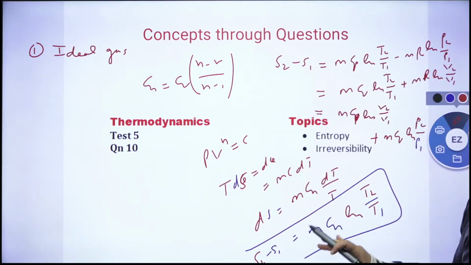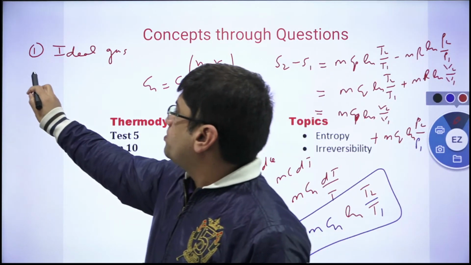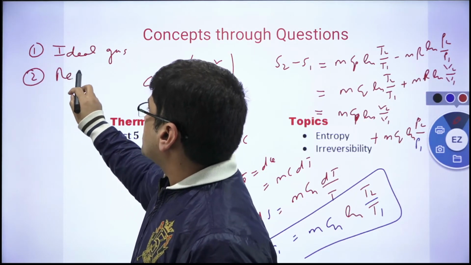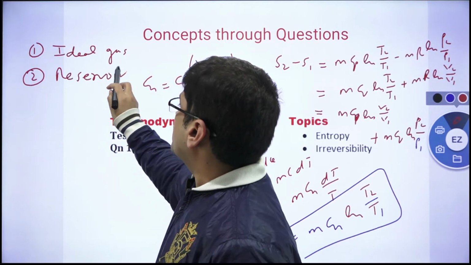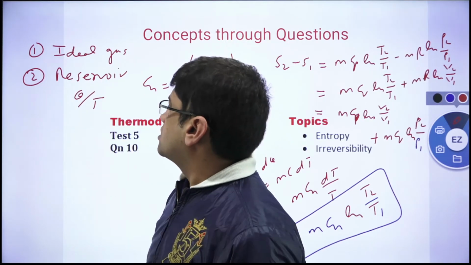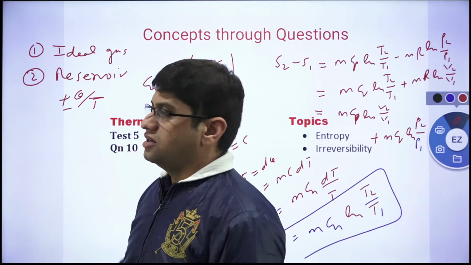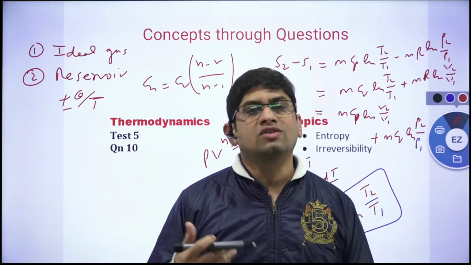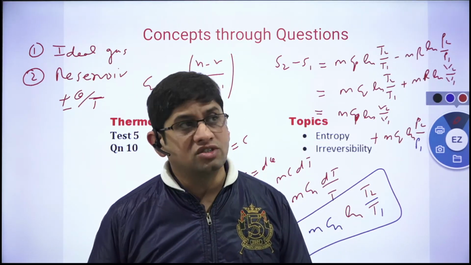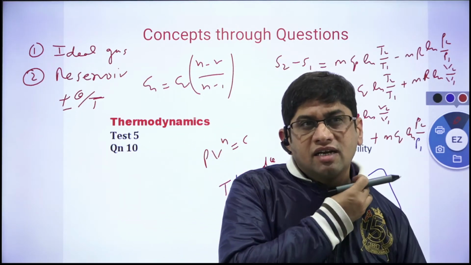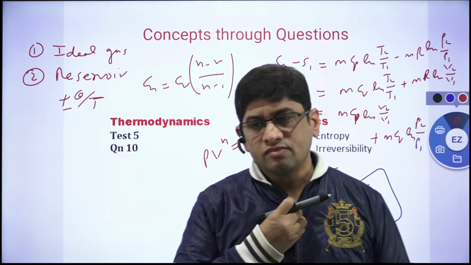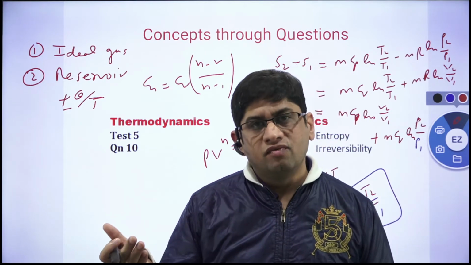Remember these formulas. Another domain from where entropy change can be calculated is if the reservoir is given. In the case of a reservoir, entropy change is nothing but Q by T. Reservoir is something which has constant temperature, right? Its temperature does not change, even if there is a flow of heat.